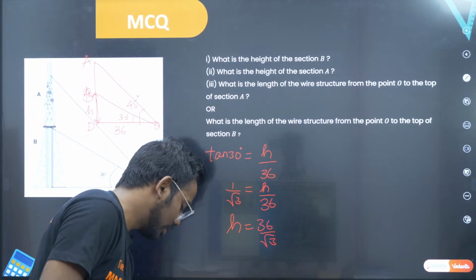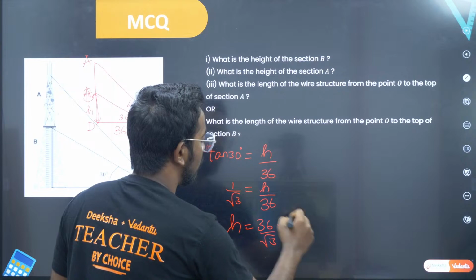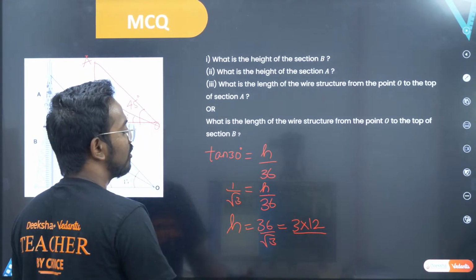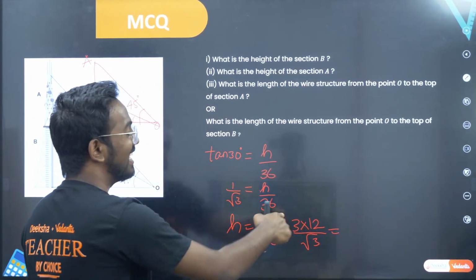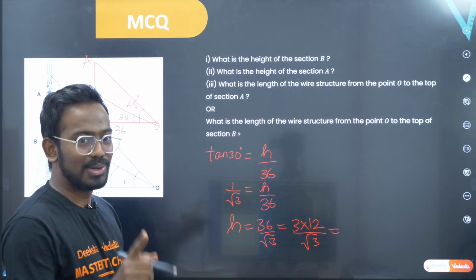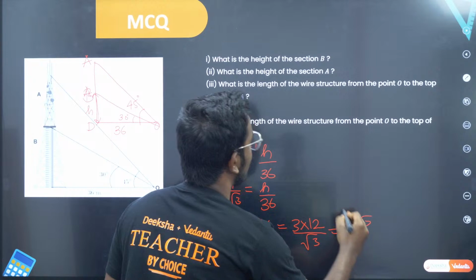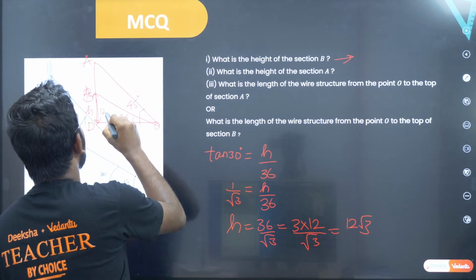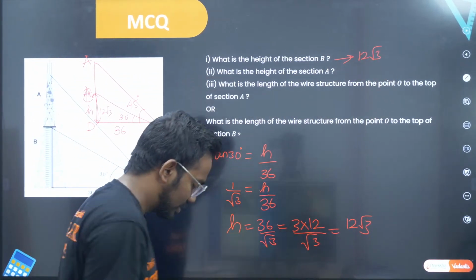Or you can also simplify this. So this is nothing but, sir, 3 into 12, 3 twelves are 36. Yes, sir. So since you have a multiple of 3, you can write it as 3 into 12 by root 3, or this can be written as, sir, 3 can be written as root 3 into root 3. So one of the root 3 gets cancelled. So we'll be left with 12 root 3, sir. So the height of the section B, this fellow, is 12 root 3. This is 12 root 3. I hope most of you have got this question.